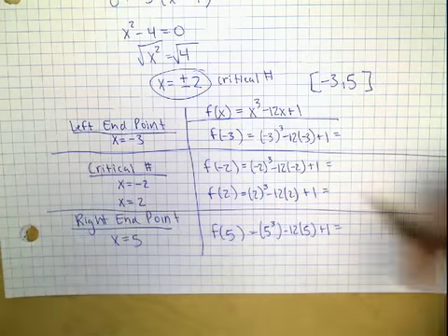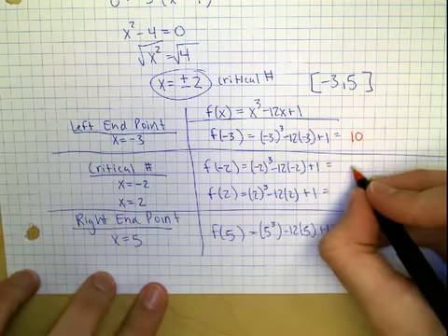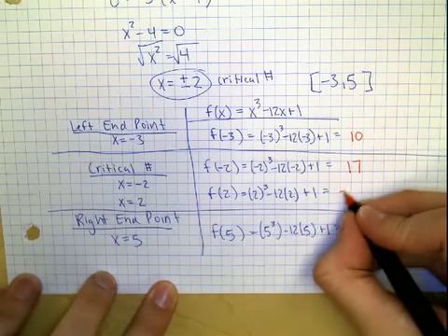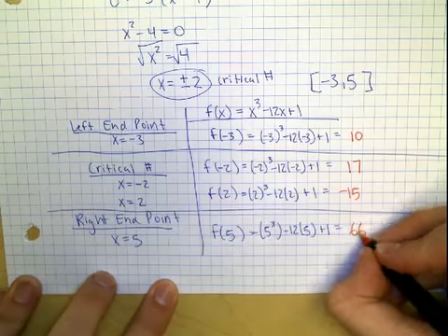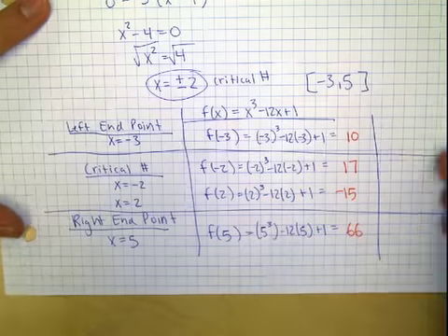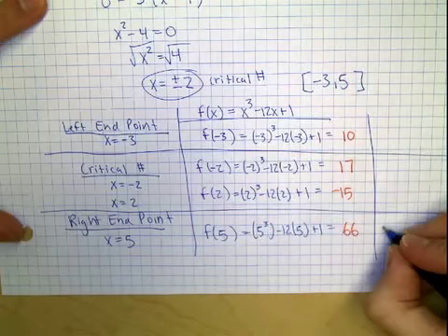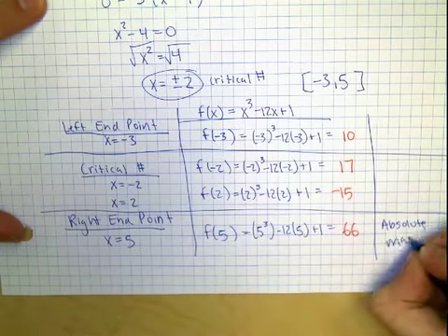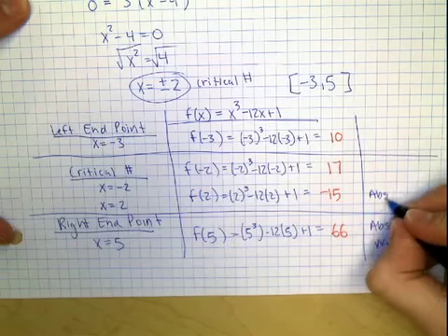Turns out f of -3, when you work this all out, is 10. F of -2 is 17. F of +2 is -15. And if you plug in the 5, you get 66. What these numbers are helping us figure out is where the max and min are. Max is going to be the largest point that you get. 66 is our largest number, so this must be our absolute max. And our smallest possible number was -15, so this must be our absolute min.